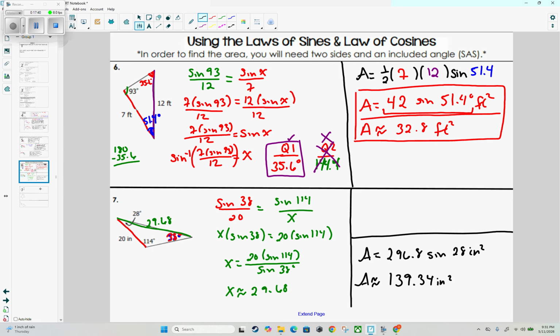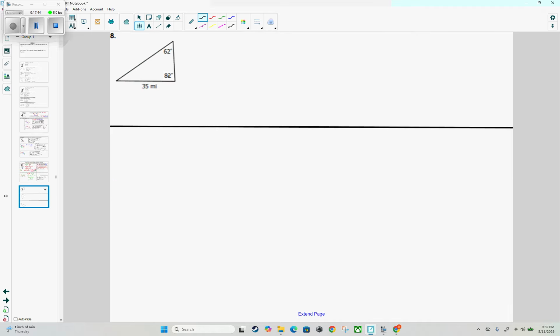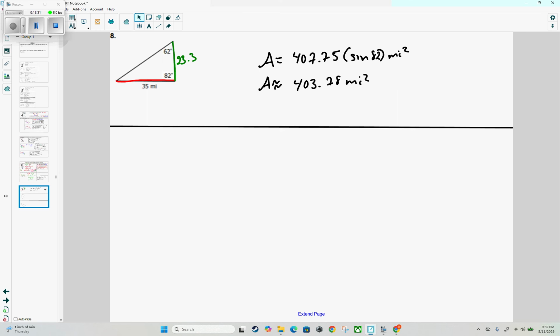All right, let's jump to number 8. Again, same kind of scenario here. I have one of the sides, and I believe I chose this side to find, so I used law of sines again for that. That should have been 23.3 for the length of that side. And then if I plug it into the area formula, my exact answer, if you use that side, was 407.75 sine 82 miles squared. And then the approximation for that answer would be 403.78 miles squared. All right, so that's using law of sines. Again, you might want to look up your law of sines.